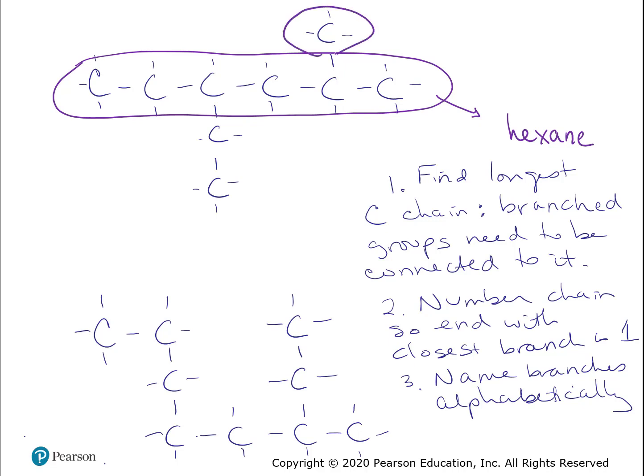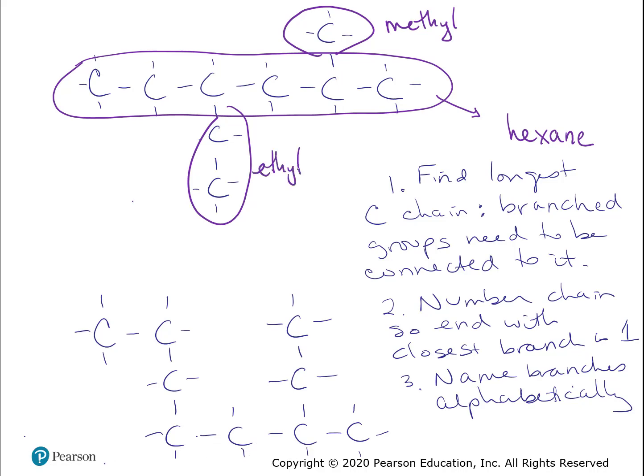But I have this one sticking up here. That is a single carbon group. So that would be a methyl. And then down here, this is actually a 2 carbon group. So that would be what? Ethyl.